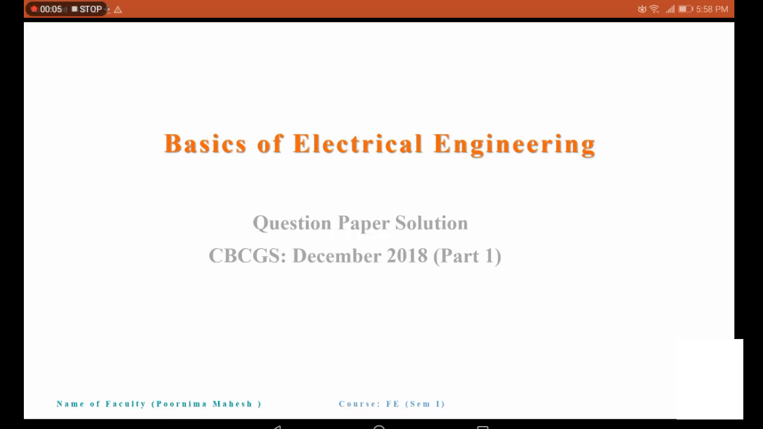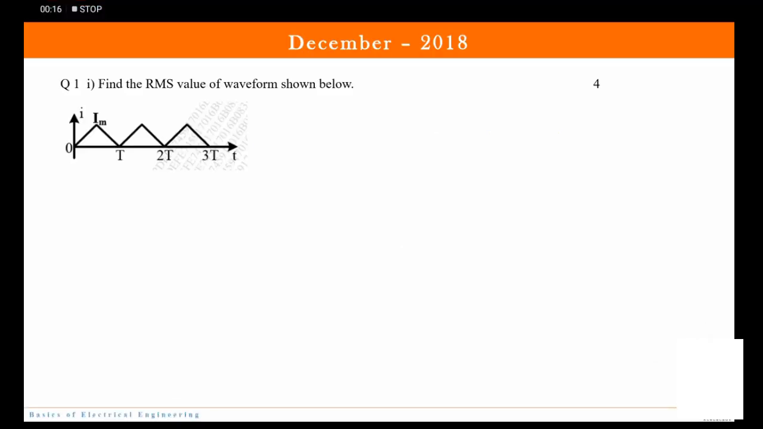Now we are starting with the December 2018 question paper, and this is the first part of that question paper. Let us see what our first question is. As we all know, in the first question we have to solve any 5 and each question comprises 4 marks.